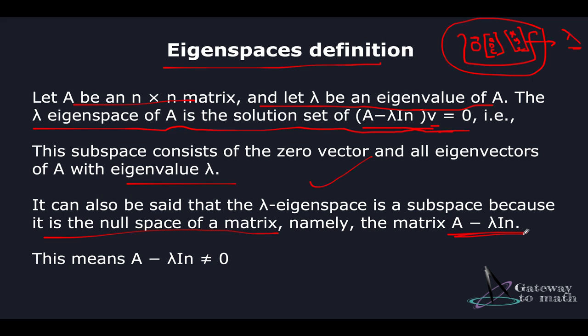Now what exactly is null space? I'll just discuss that shortly. But what I want us to remember is that if you have a null space of a matrix, that means the first entry, that is A minus lambda I, should not be equal to 0. Just keep this in mind. I'll explain what exactly the null space of a matrix is, and then we'll get back to the slide again.